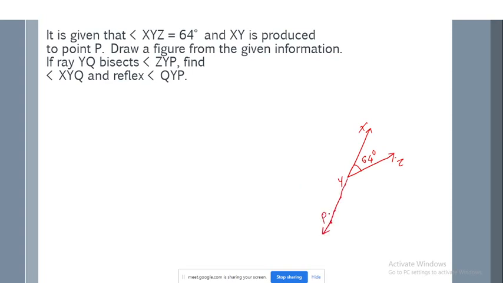So did you get a figure like this? Did you get a figure like that? Tell me. Ashish, did you get the figure? No, ma'am. Okay, try to draw that. So how much did you get?